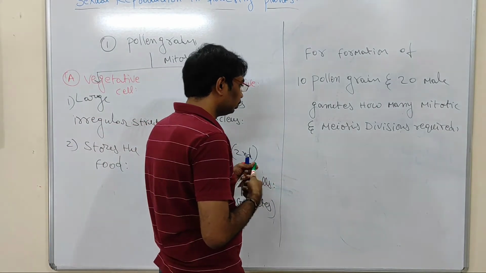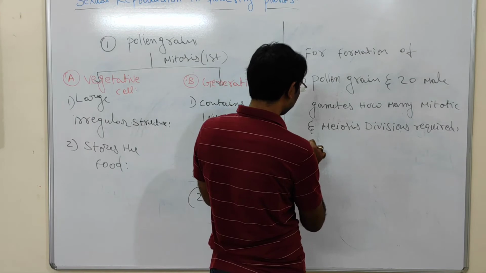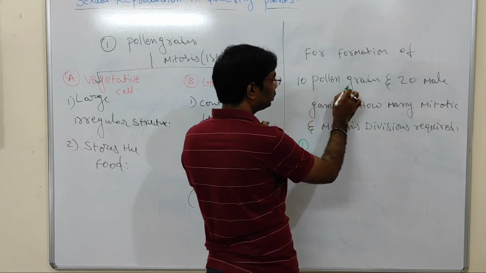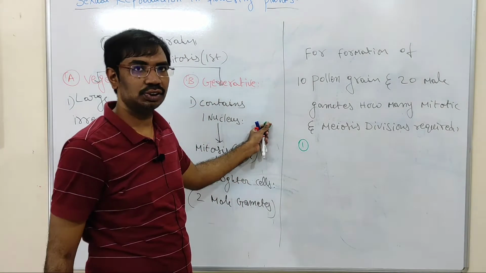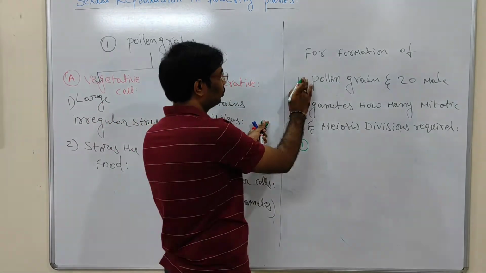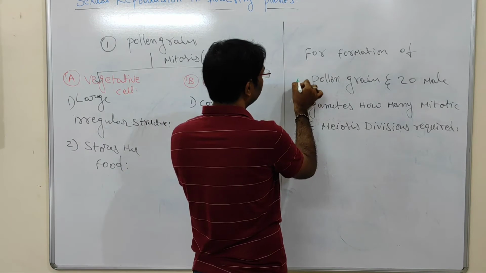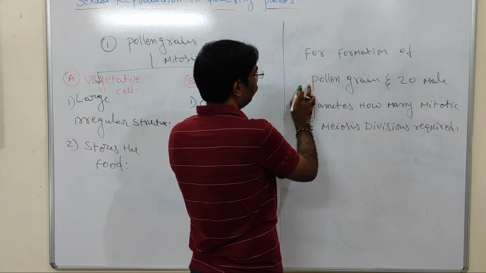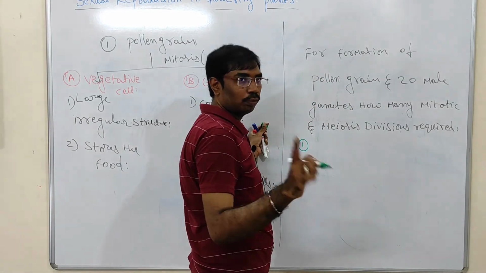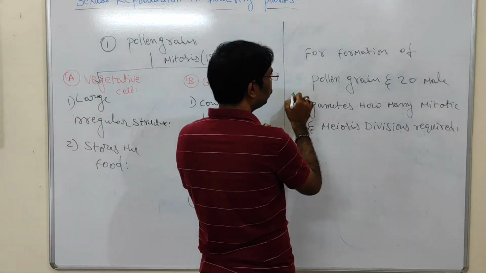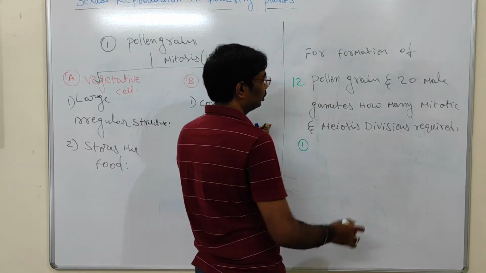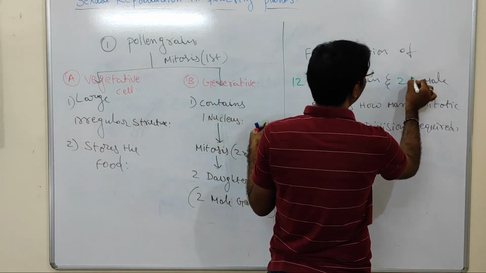For the production of 10 pollen grains, how many mitoses? Instead of 10 pollen grains, I will give 12 pollen grains and 24 male gametes. Four pollen grains are produced from one meiosis.